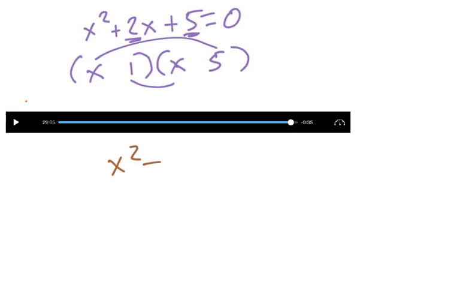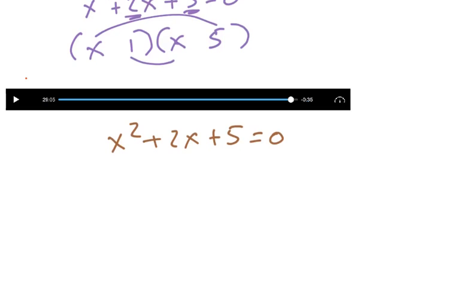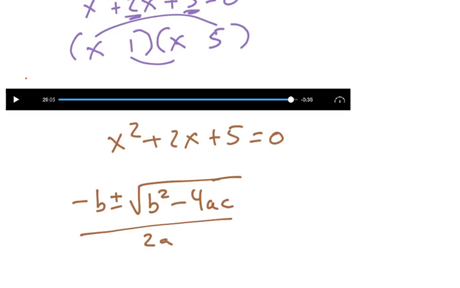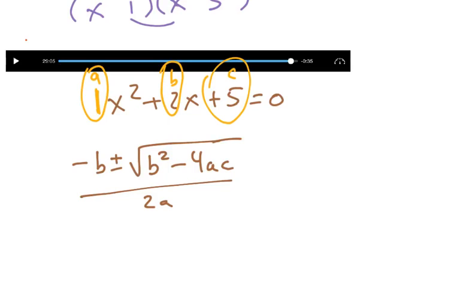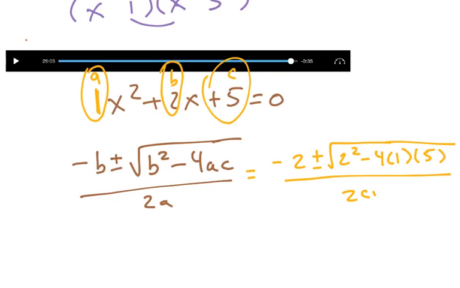So instead, let me rewrite the problem. I could complete the square, but personally, I think the quadratic formula is easier, so I'm just going to rewrite the quadratic formula. Negative b plus or minus square root b squared minus 4ac all over 2a. And I'm going to substitute in the values. So remember, a is 1, b is 2, and c is 5. So if we substitute in those values, we're going to get negative 2 plus or minus square root 2 squared minus 4 times 1 times 5 all over 2 times 1.